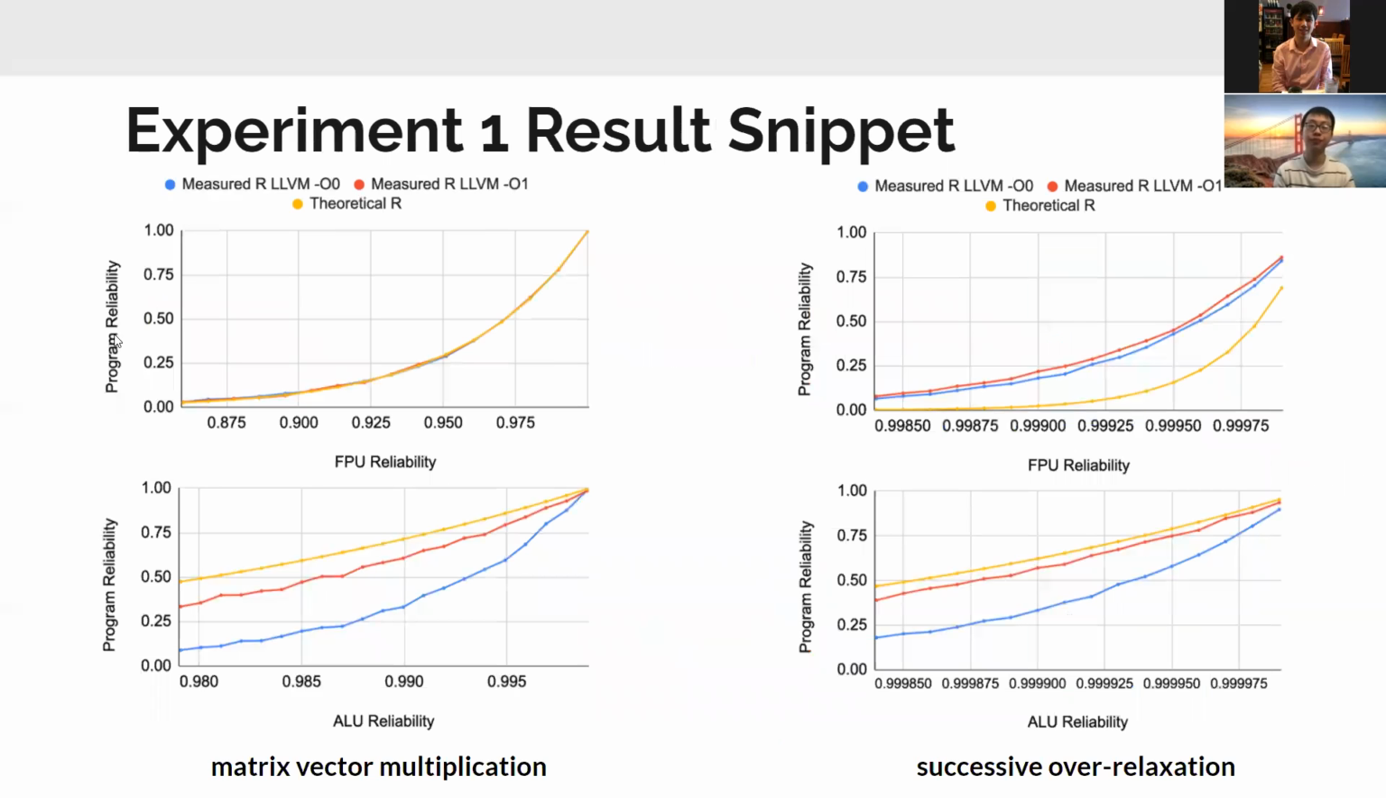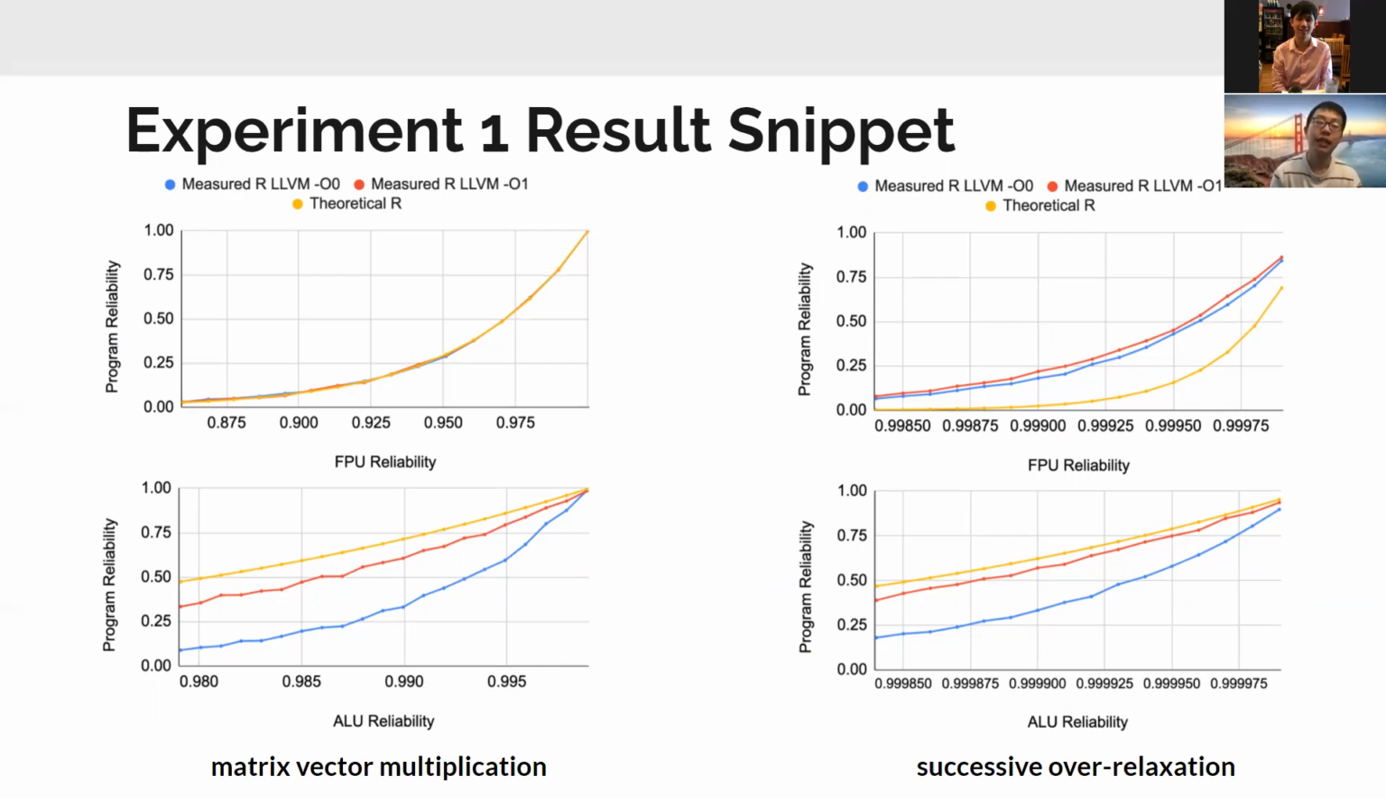Next slide. Here's a snippet of the experiment result. On the left, you have the MATVEC result. On the right, you have successive over-relaxation. The yellow line is the reliability lower bound. The blue line is the runtime reliability of the application compiled without compiler optimization, clang -O0.